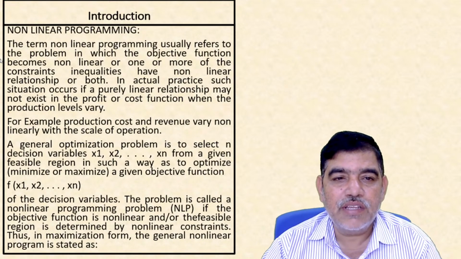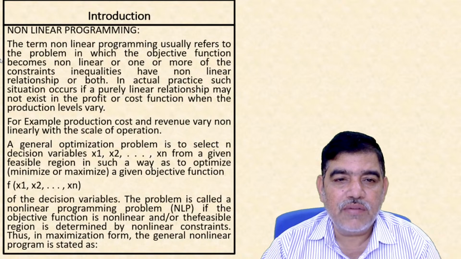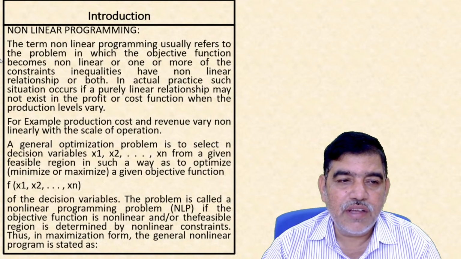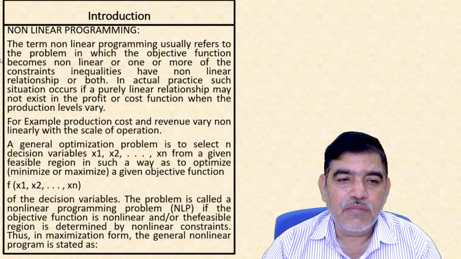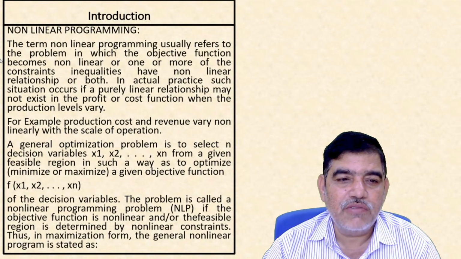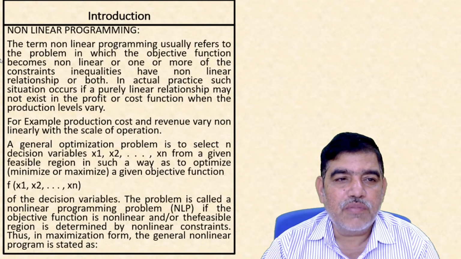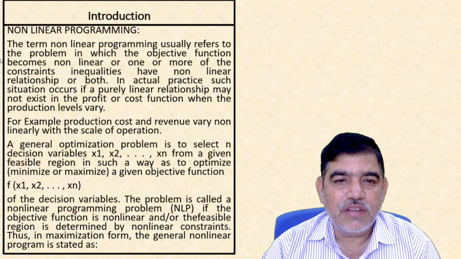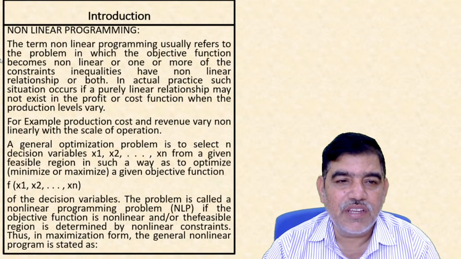That is, there is an objective function and a number of constraint equations, and the condition is that all the variables must be positive. Meaning you draw the graph, you find the feasible region in the positive quadrant, that is, in the first quadrant. But here the term nonlinear programming usually refers to the problem in which the objective function becomes nonlinear. Nonlinear means what? The degree of the variable must be greater than 1.